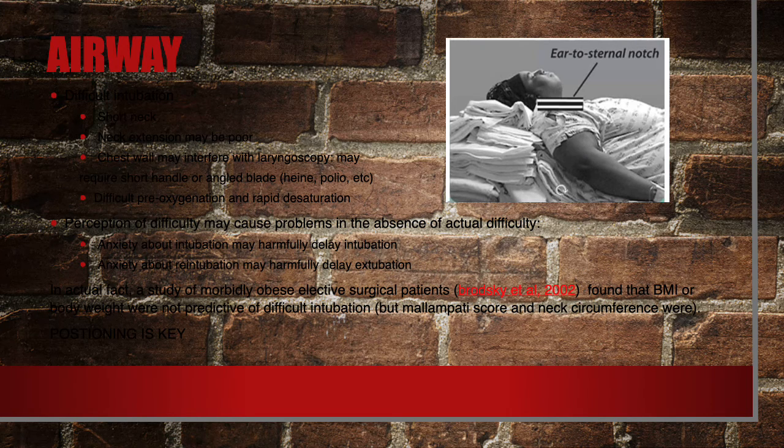So we'll begin with our airway considerations. These patients are typically difficult to intubate, and that's for a multitude of reasons. They've got short necks, their neck extension is often quite poor, especially if they have the deposit of fat on the back of their neck, and their chest wall may interfere with laryngoscopy. You may actually need to use a different handle, shortened handle, or a hyperangulated or different blade to what you usually use to actually get a view of the cords in these patients.